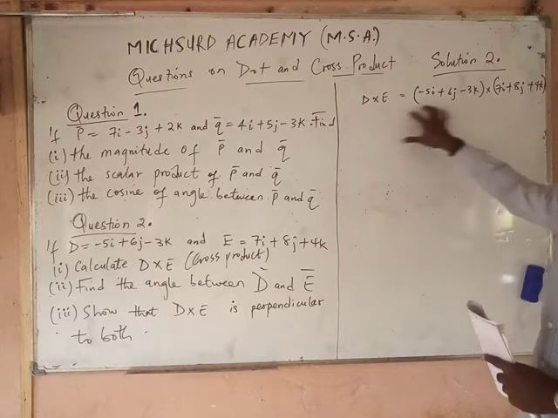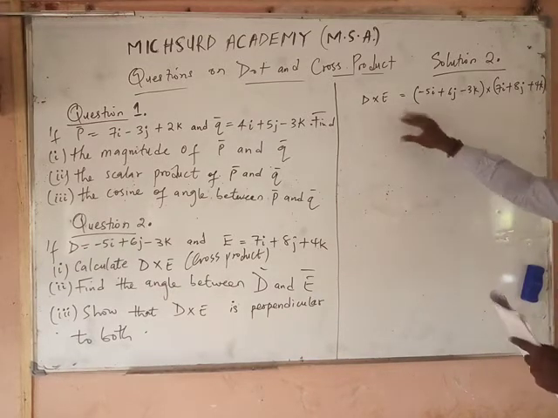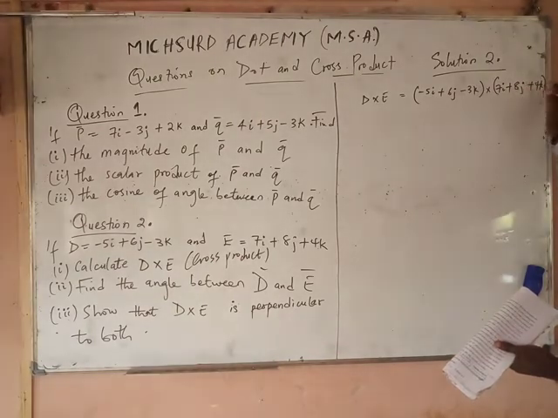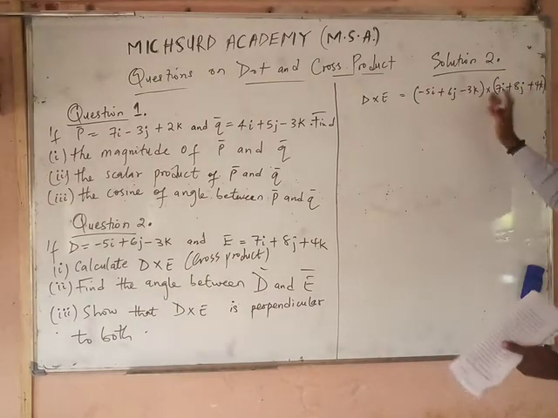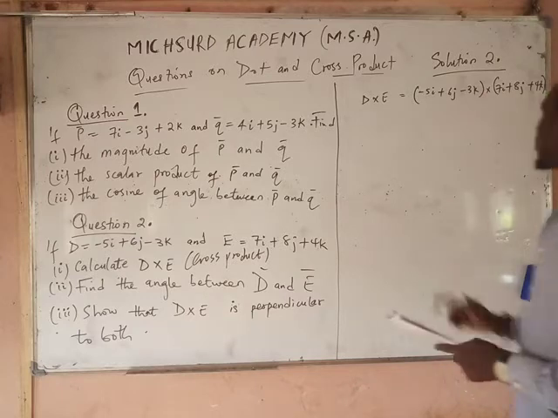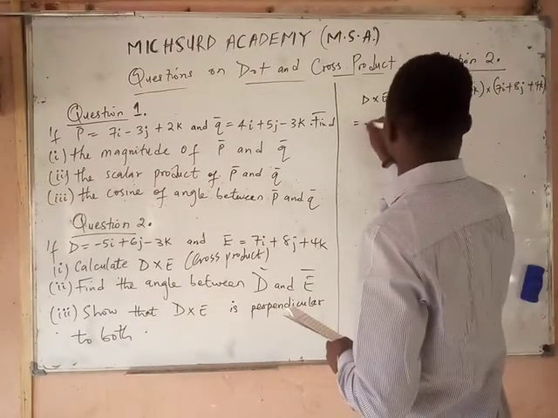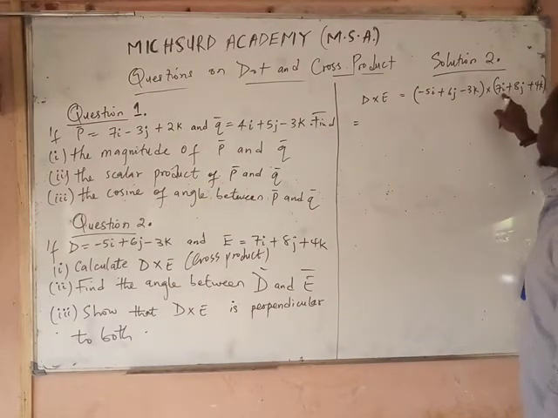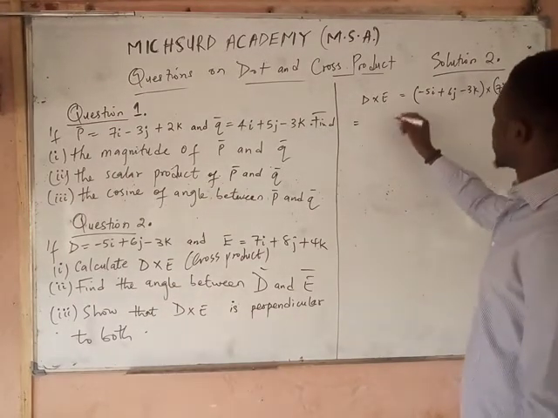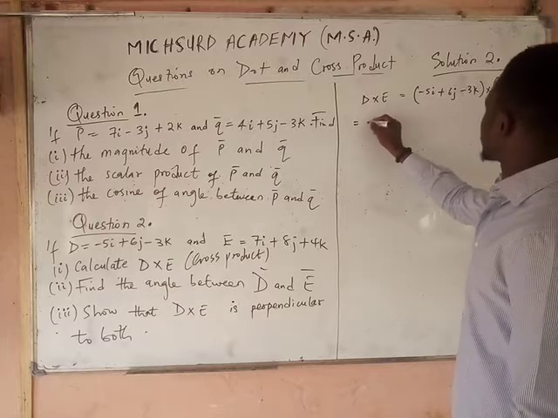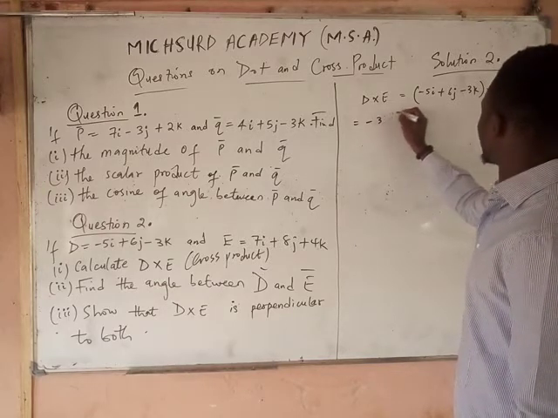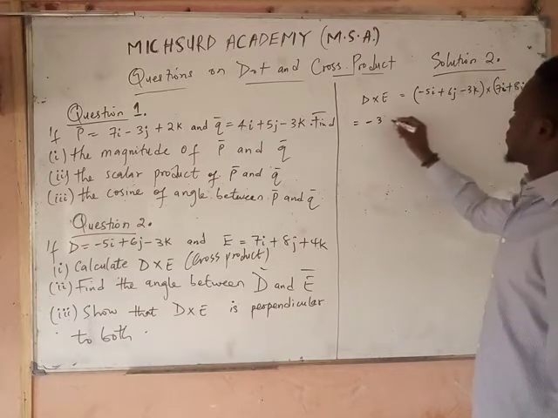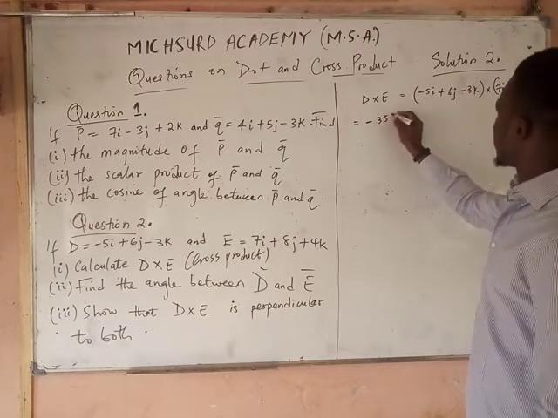Alright, so we continue with this method. Now we use this to multiply each of them. Alright, so when we do that, this will be equal to minus 5I multiplying 7I. 5I is multiplying 7I, we have minus 35.